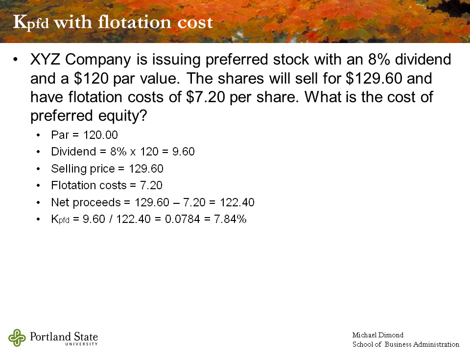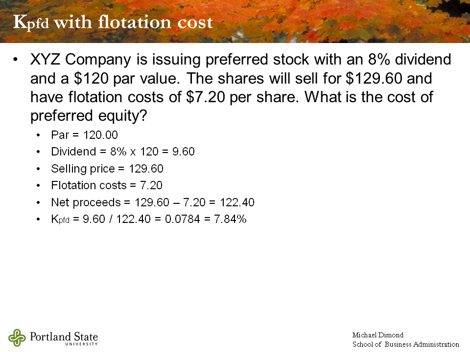The cost of preferred stock with flotation costs is going to be a similar sort of a proposition. We're going to take the net proceeds that are going to be collected and subtract the flotation costs out of that to see how much the company is actually realizing from it. So XYZ company is issuing preferred stock with an 8% dividend and a $120 par value. The shares will sell for $129.60 and have flotation costs of $7.20 per share. What is the cost of preferred equity?